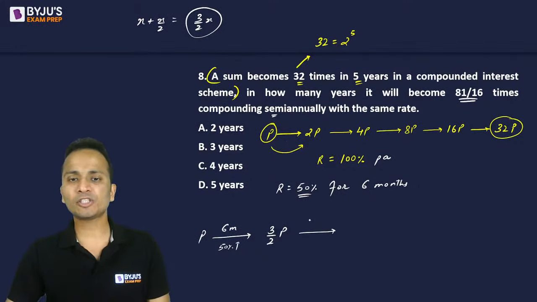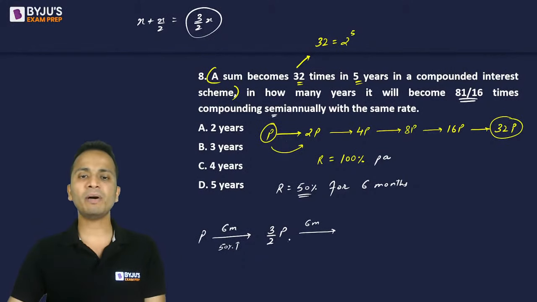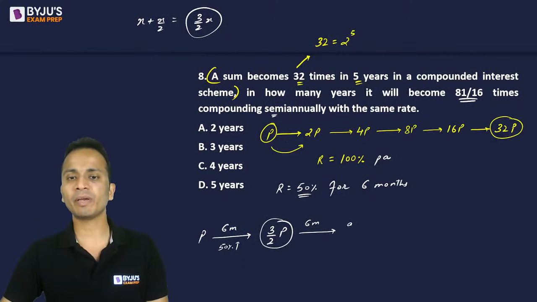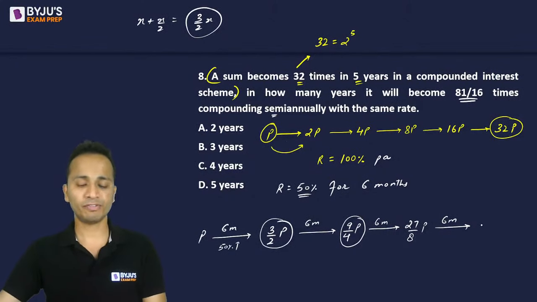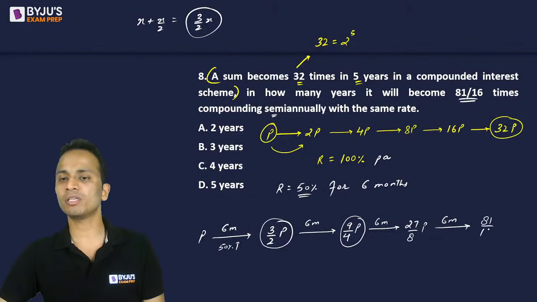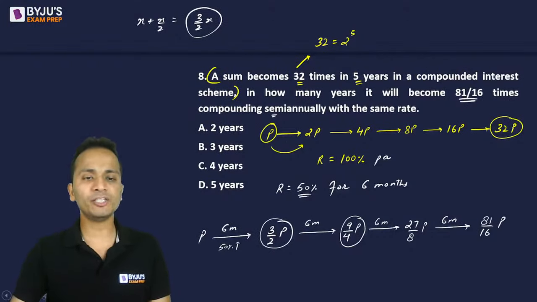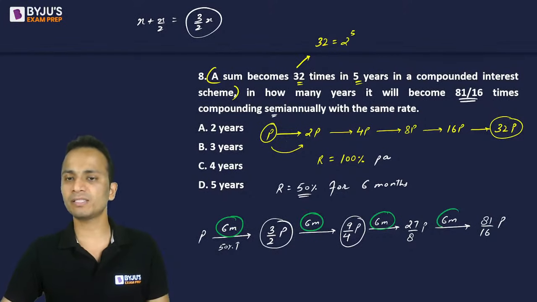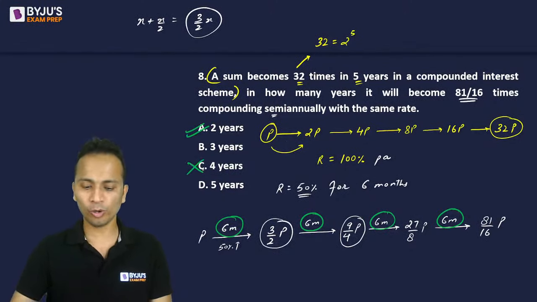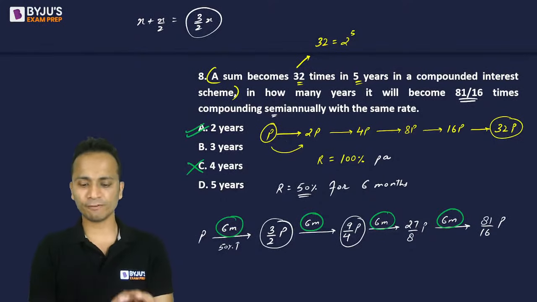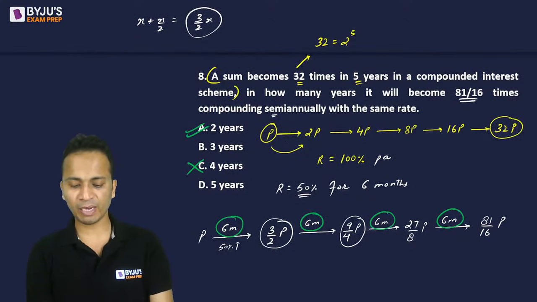Then in the next period of 6 months, it will again become 3 by 2 times of this value. That means it will become 9 by 4 times P. In another 6 months, it will again become 3 by 2 times of this value, that is 27 upon 8P. And finally, in another 6 months, it will become further 3 by 2 times of this value, so 81 upon 16P. So in 4 periods of 6 months, my money will become 81 upon 16P. All right. So 6 months के 4 periods हैं. So the answer should be 2 years and not 4 years, which some of you have given. Answer should be 2 years, as correctly given by Pratmesh.